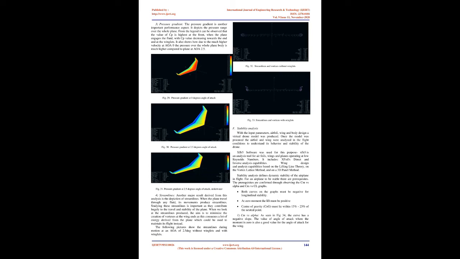5. CP vs X, Fig. 14, is the graph plotted between the coefficient of pressure and root chord length, X. The bump in the slope is the separation of flow at that particular length of chord. If separation is observed at a point close to the head of the UAV, the stability in flight is reduced.